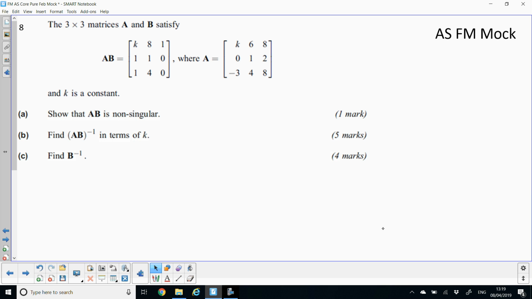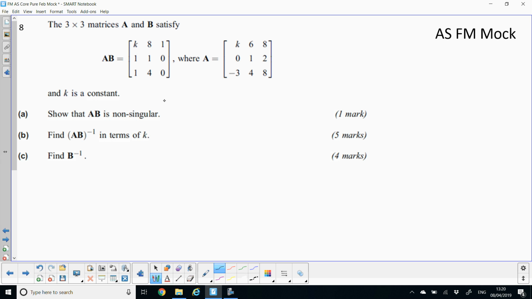So with this question, in 2019, this part A snuck back into the test. This was very similar to question 5, I think it was, that you had. You might not have this if you're doing this question in future years, but show AB is non-singular. So singular matrices have a determinant of 0. So all we've got to do is work out the determinant of AB.